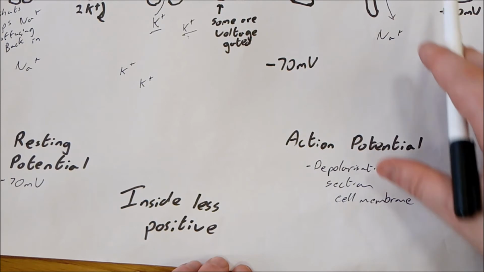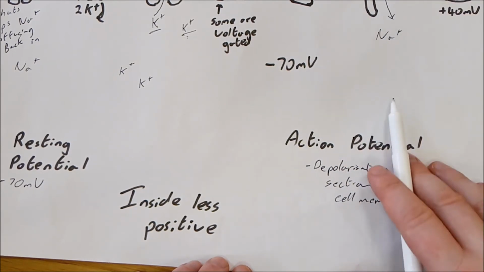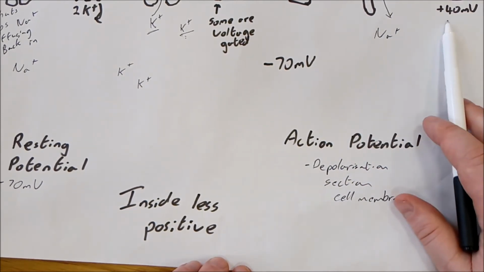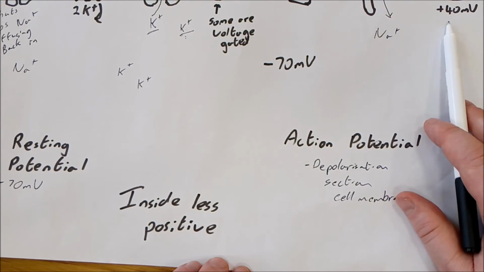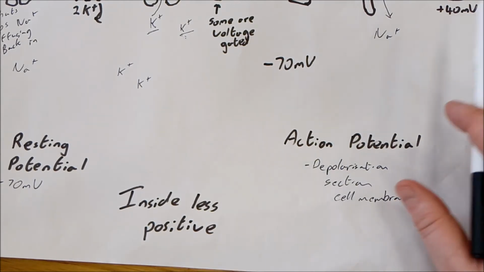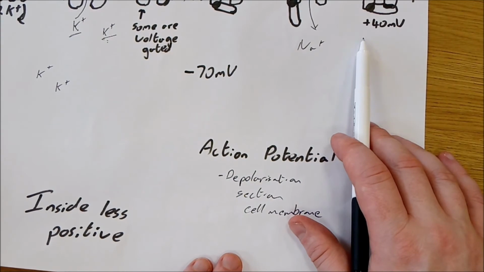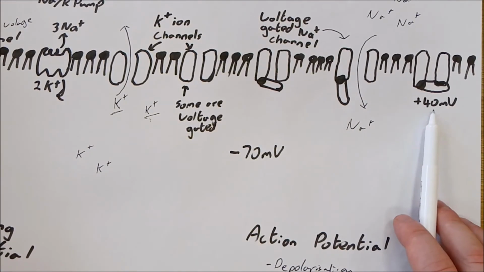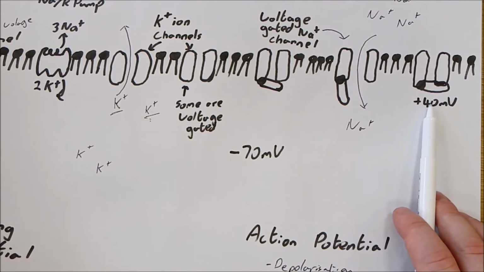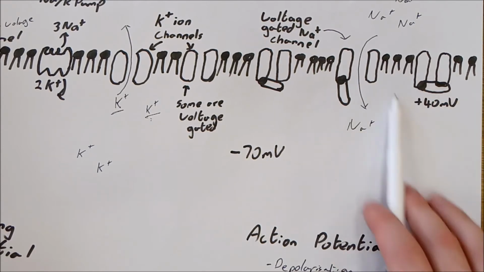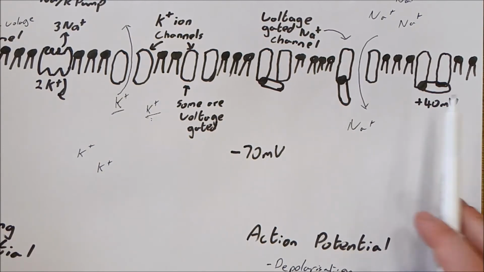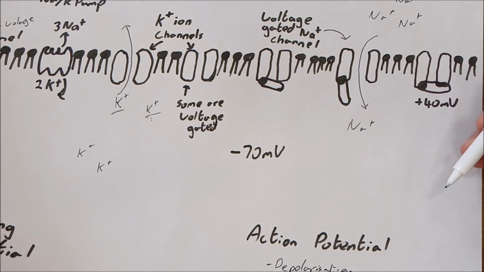And eventually you'll get enough sodium moving through that it takes it up to about plus 40 millivolts. At plus 40 millivolts, however, the voltage-gated sodium ion channels close, right? They shut at plus 40 millivolts. So that's stopping any more sodium ions from moving in.